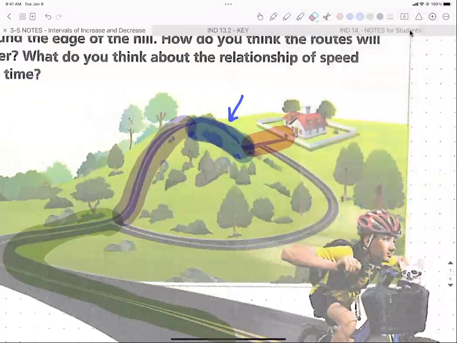Yeah, going down the hill. You probably don't even have to pedal, right? When you're going down a hill, you just start flying. And then the red and the green section there on both ends, those are probably about the same. Okay, they're both flat, nothing really special about them. So you would guess that the speeds on those would be about the same.